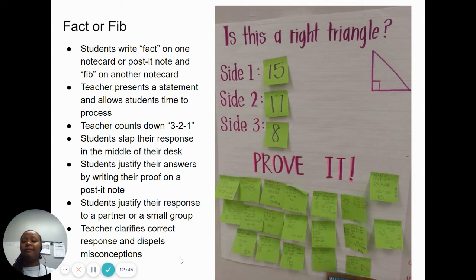So this is an example of fact or fib. If it is a right triangle, you have to be able to justify or prove that it is. And if it's not a right triangle, you still have to be able to prove it. But I like anything that's going to make a person make a claim, because most people don't like getting answers wrong. And so once they make the claim, they have a little bit more ownership and buy-in to the problem.